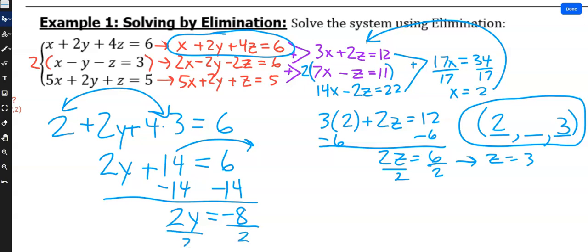And then we divide out the 2. And we get a y value of -4. So now we know the last piece of the puzzle. So, where do the 3 planes come together? At the coordinate (2, -4, 3).